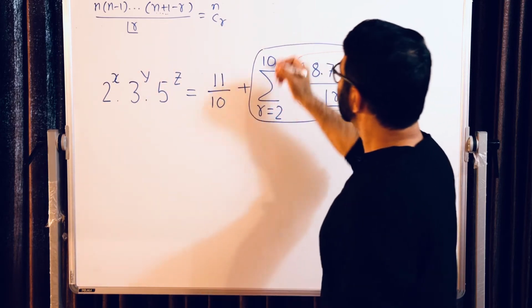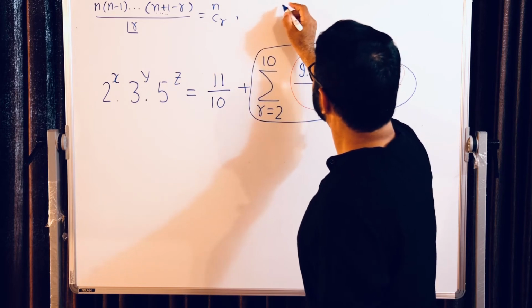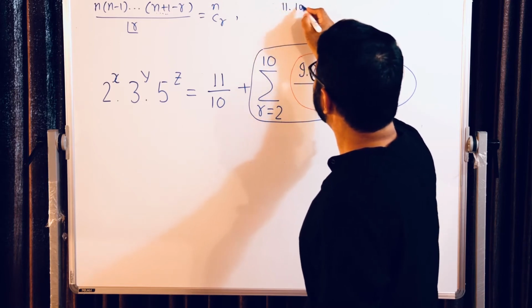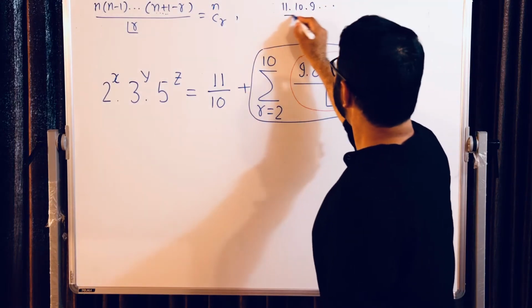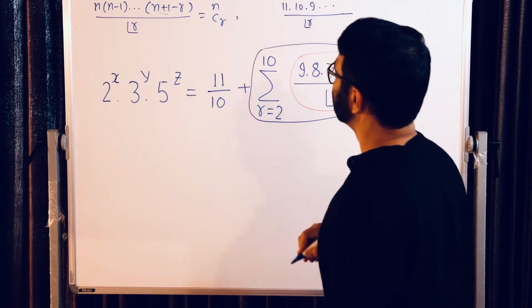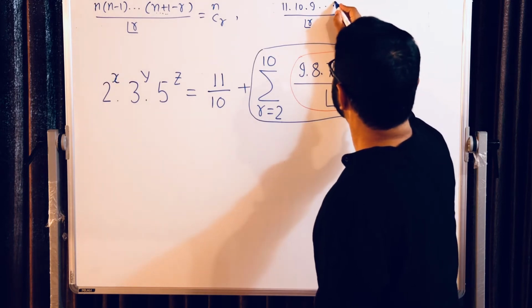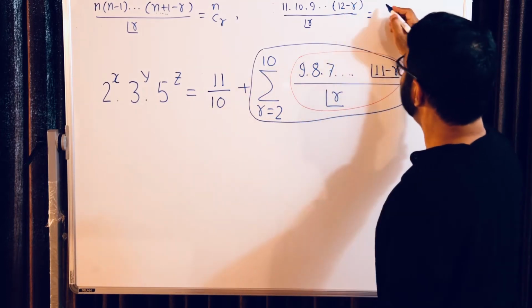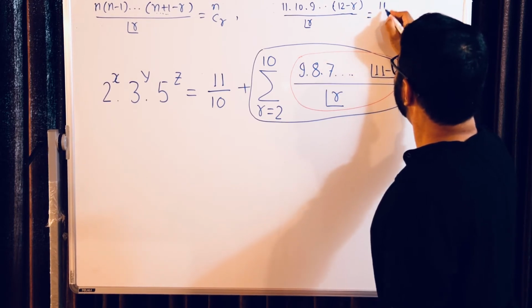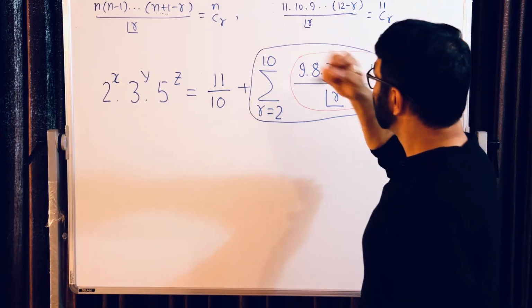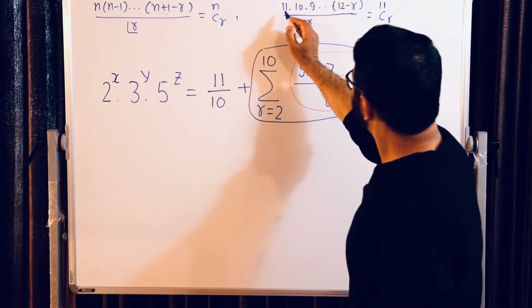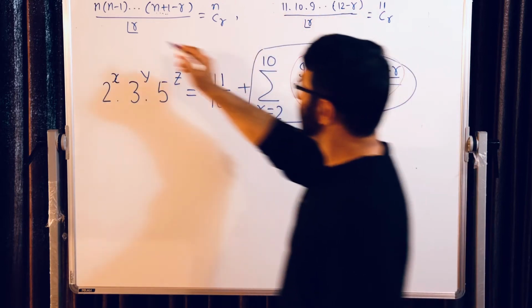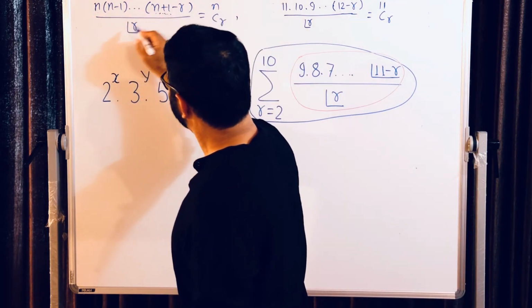So suppose we write 11 into 10 into 9 and divided by factorial r, and suppose here I write 12 minus r. So this will be 11 CR. How? Just look at this expression. It is starting from 11, 10, 9, and here we get n plus 1 minus r, and here is factorial r.